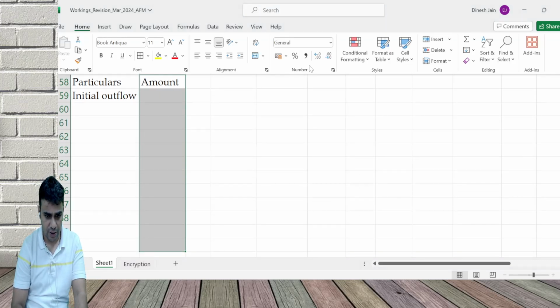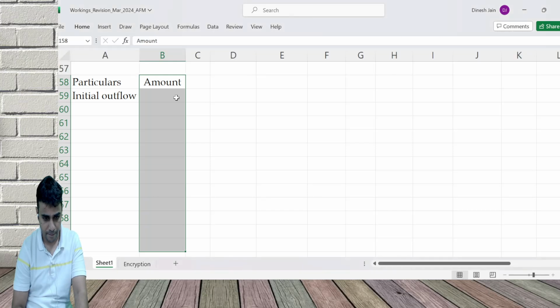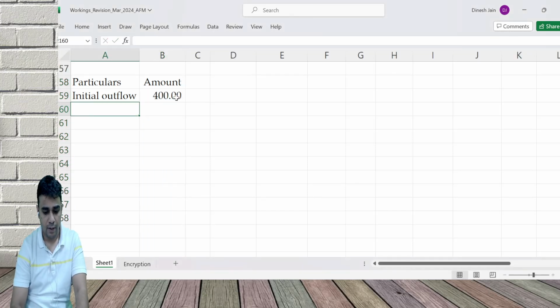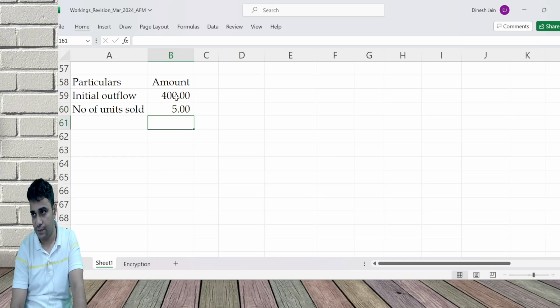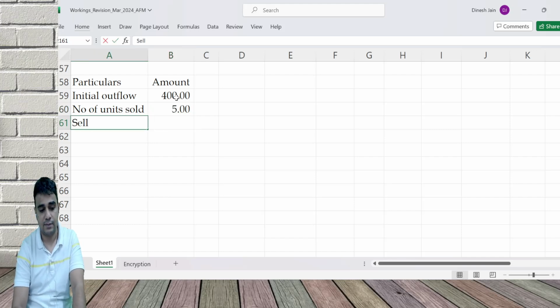How much is the initial outflow? 400. Number of units sold, 5 crore. So I'm doing a 1 year calculation, I'll do it into 4 later on. Annuity, we'll use the annuity factor.